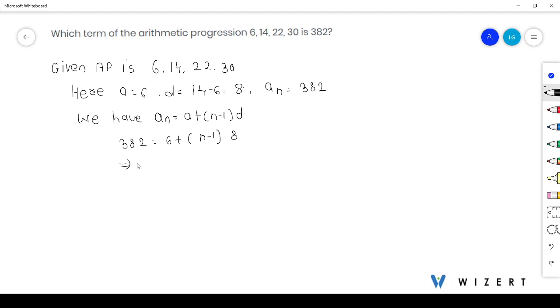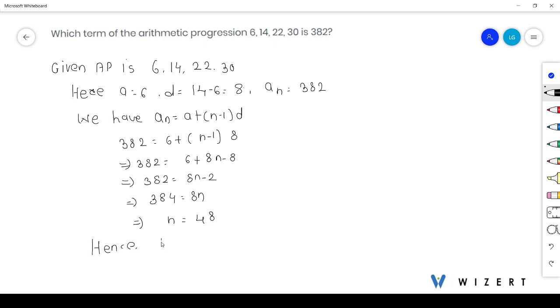Now simplifying this, we get 382 equals to 6 plus 8N minus 8. So 382 equals to 8N minus 2. Now add 2 to both the sides, we get 384 equals to 8N. Divide throughout by 8, we get N equals to 384 by 8, which gives 48.